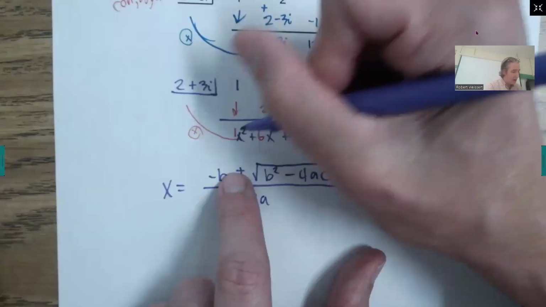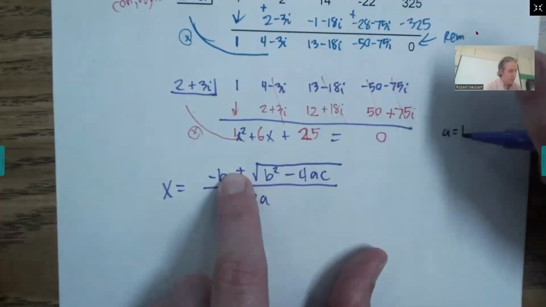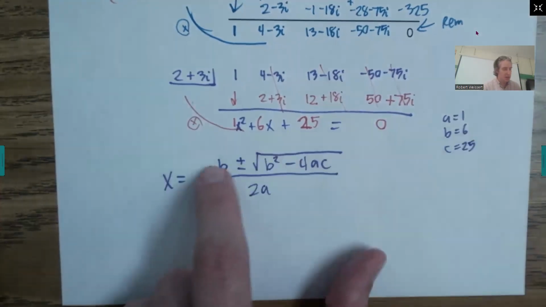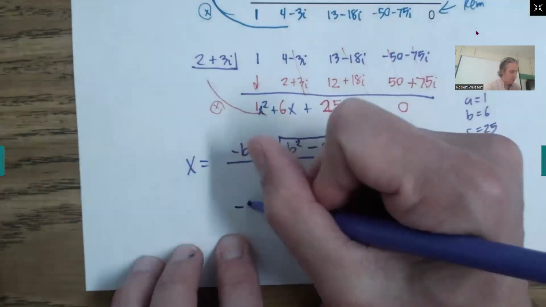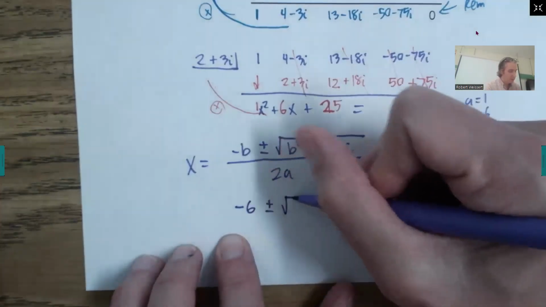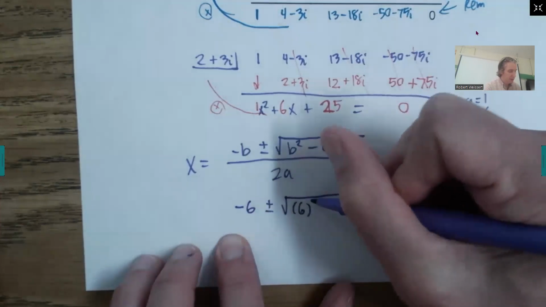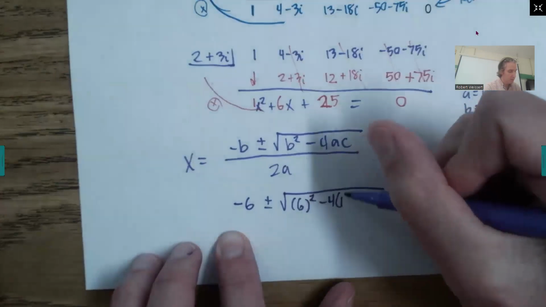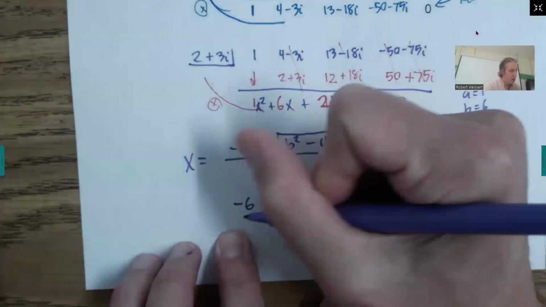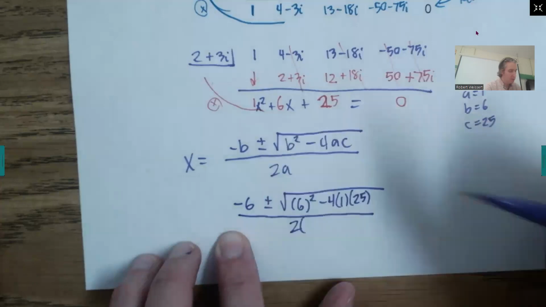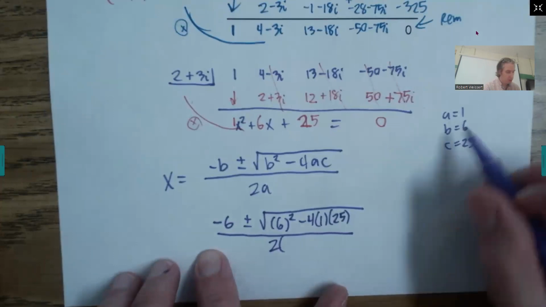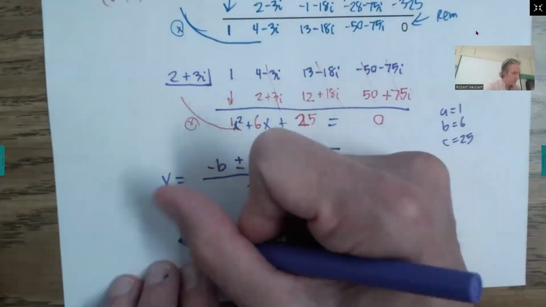So we're going to identify our a. A is going to equal 1. B is going to equal 6. C is 25. Looks like they're all positive. So the opposite of 6 is negative 6, plus or minus the square root of 6 squared minus 4 times a, which is 1, times c, which is 25, all over 2a, 2 times 1. So all that gets plugged in.